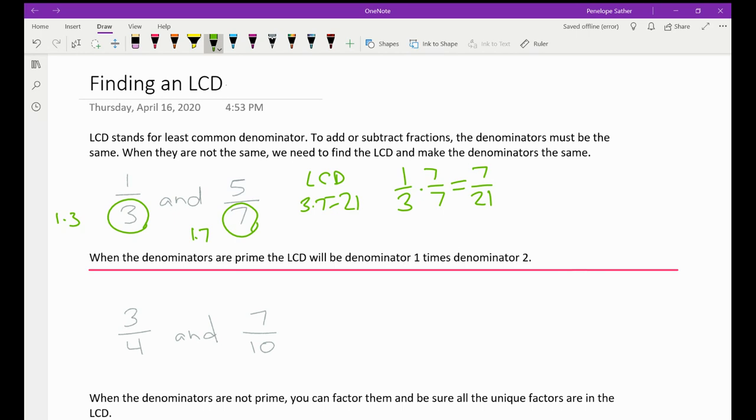We can do this again with 5/7. If we have the fraction 5/7 and we need to make the denominator 21, now we're going to multiply this fraction by 3/3. Again, a fancy way of writing the number 1.